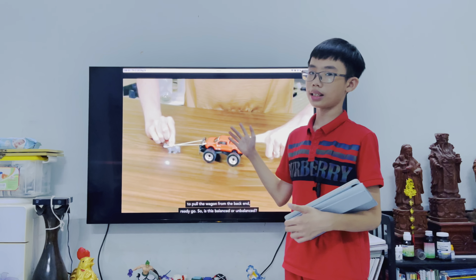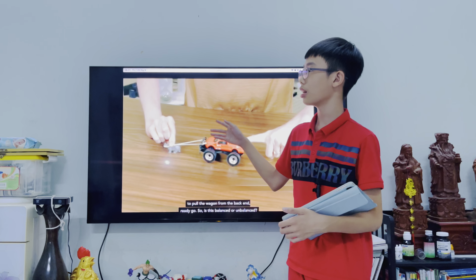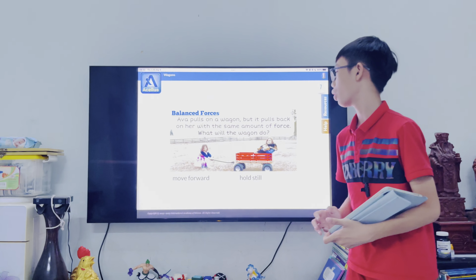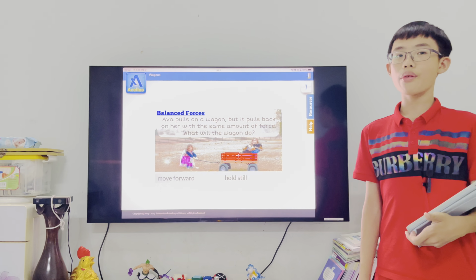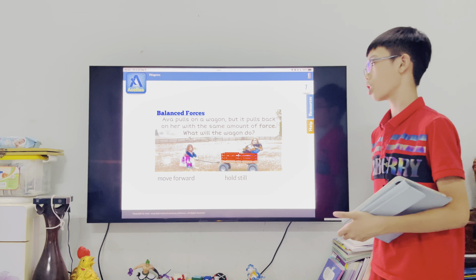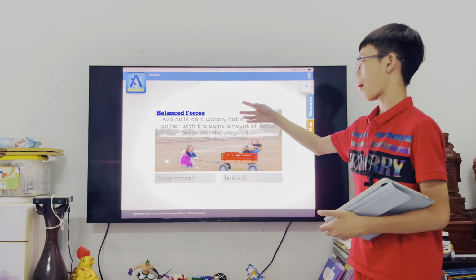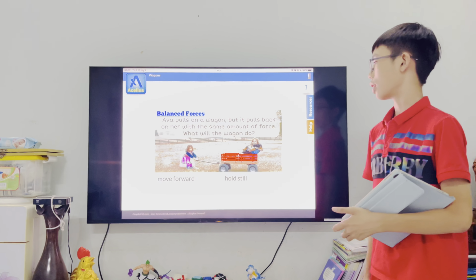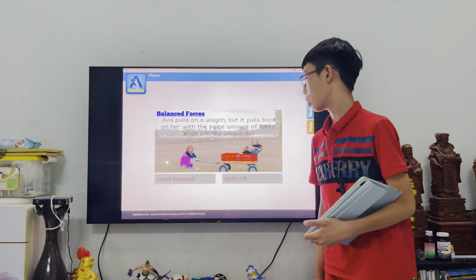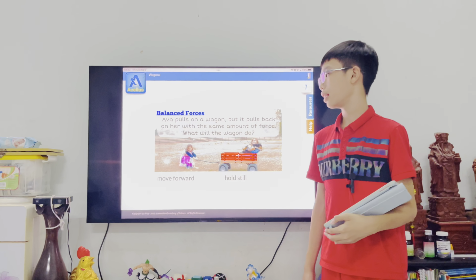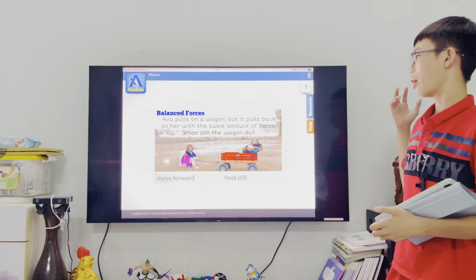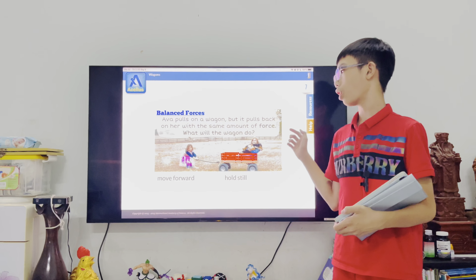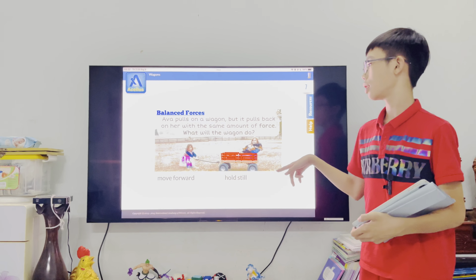So let's look. What is this? What is this kind of force? Is it unbalanced or balanced? That's right, it's a balanced force. Okay, now we will answer the questions if you understand. Listen. Eva pushes a wagon, but it pulls back on her with the same amount of force. What will the wagon do? It's balanced forces, so it cannot move. So it will hold still.